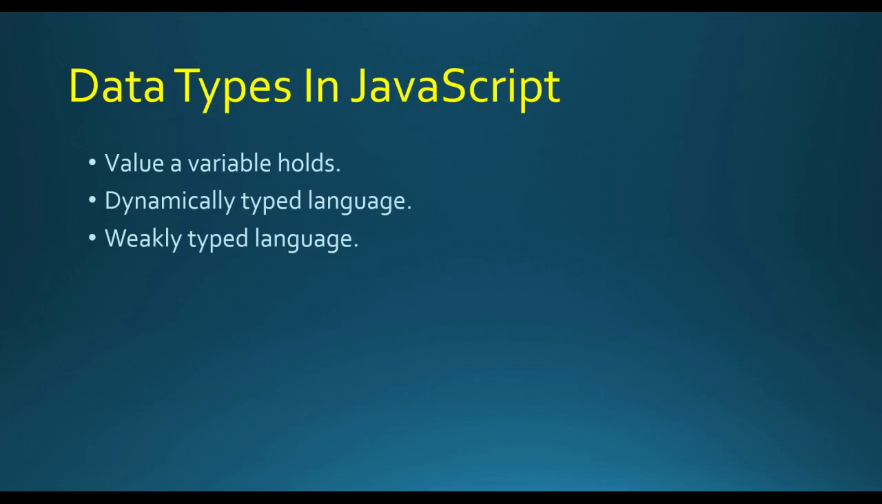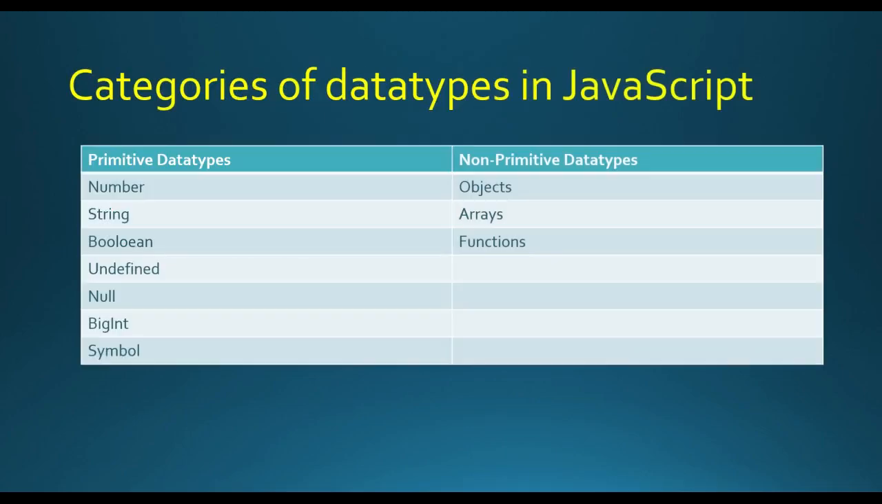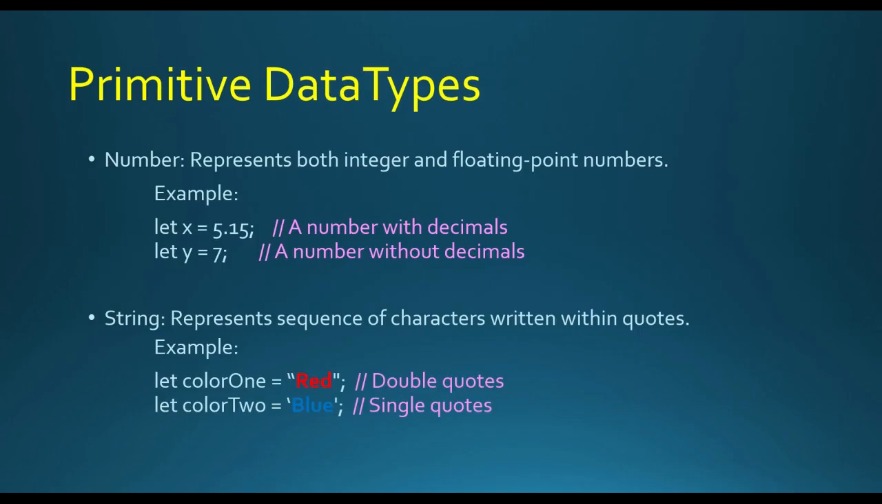JavaScript is also considered a weakly typed language. This means JavaScript allows implicit type conversion. In other words, it sometimes automatically changes one data type to another to perform certain operations. Data types in JavaScript are divided into two categories: primitive data types and non-primitive data types. Let's go through each one with simple examples.